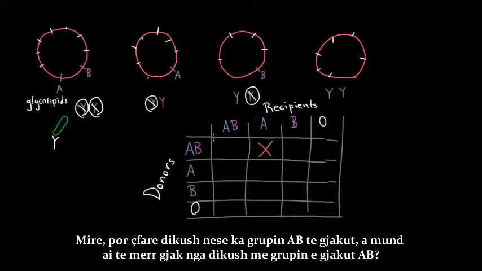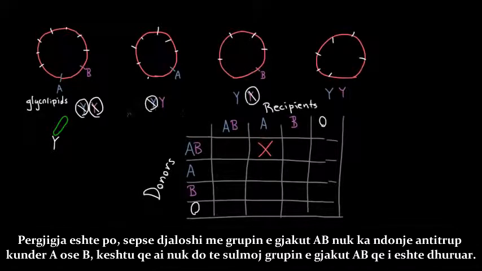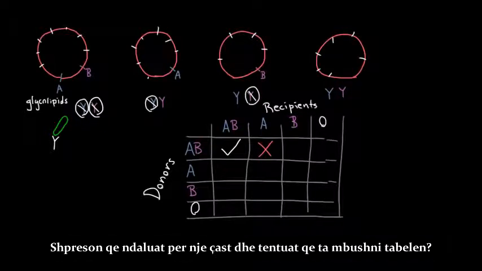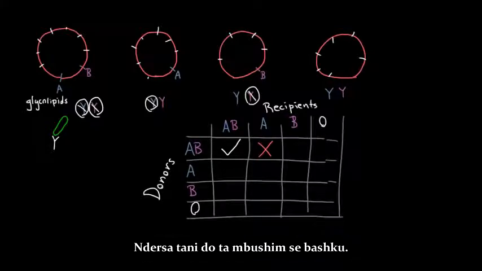Well, how about someone with AB blood? Can they receive blood from someone with AB blood? And the answer is yes, because the guy with AB blood has no antibodies against A or B, so he won't attack the AB blood that is given to him. So why don't you pause the video for a moment and try to fill in the rest of this table. Okay, so hopefully you've paused and tried to fill in the rest of the table, and now we'll fill it in together.